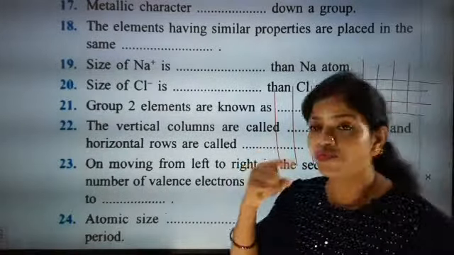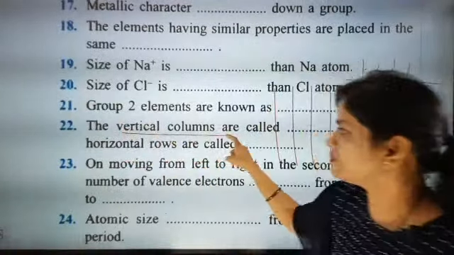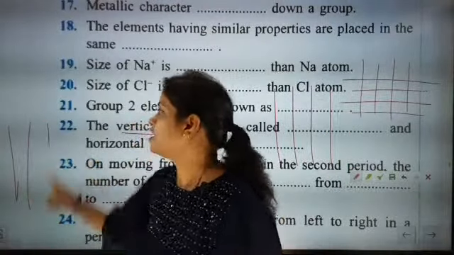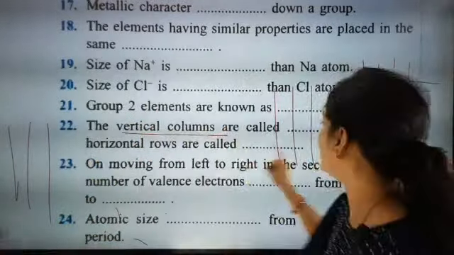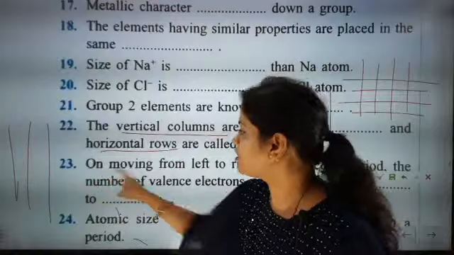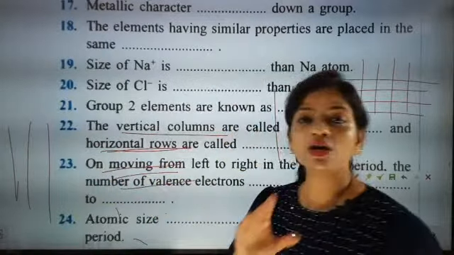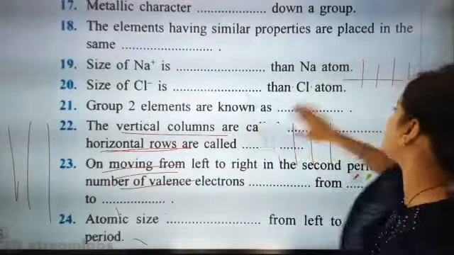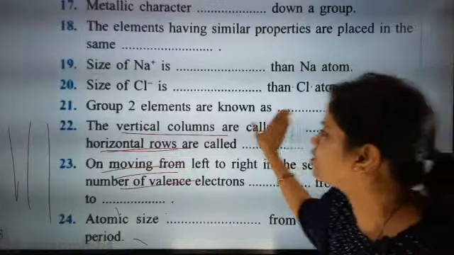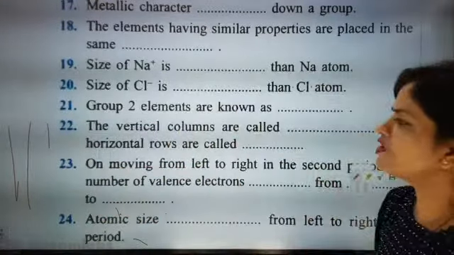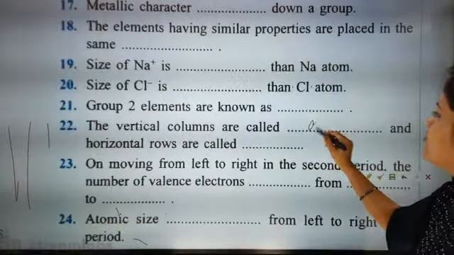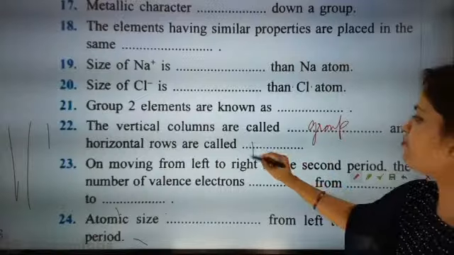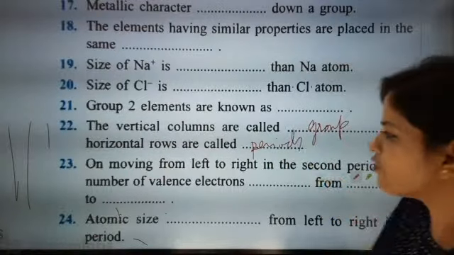So the first answer will be vertical columns. Columns means standing lines, so columns means group, and horizontal rows are like this. They are called periods. So group and period. The first fill-up will be group, and the second fill-up will be period. Okay, go for the next question.